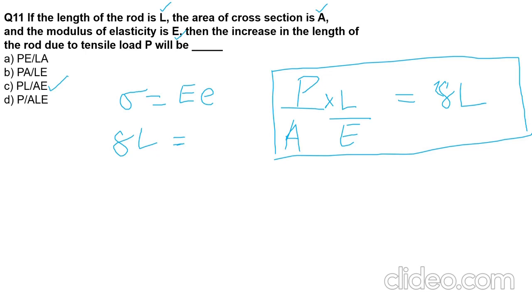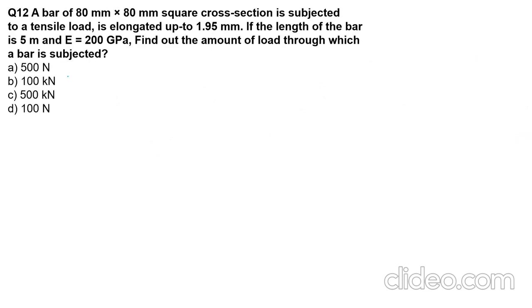Okay, next we have a question which says a bar with an 80 mm by 80 mm square cross section is subjected to a tensile load and is elongated by 1.95 mm. If the length of the bar is 5 meters and your E is 200 GPa, find out the amount of load to which the bar is subjected. So you have to find the load on the bar. Firstly, it is a square bar, so you have an area where this side is 80 and this side is 80. This is the surface that is subjected to load.